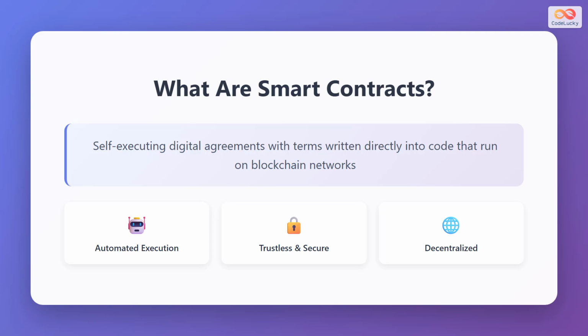These contracts are automated, meaning they execute without human intervention. They are trustless and secure because they don't require intermediaries or central authorities to enforce the agreement. And they are decentralized, running across multiple nodes in a blockchain network, making them transparent and resistant to tampering.